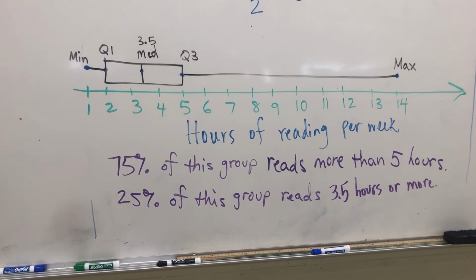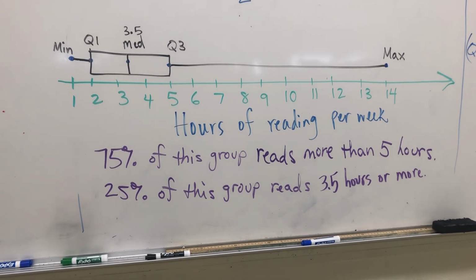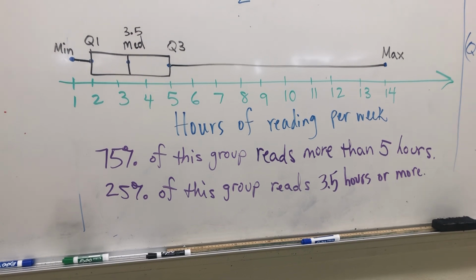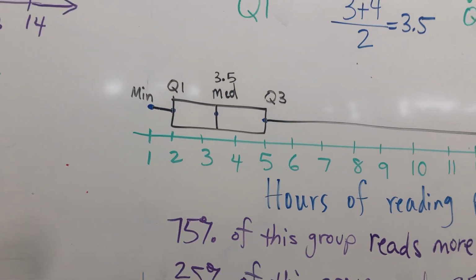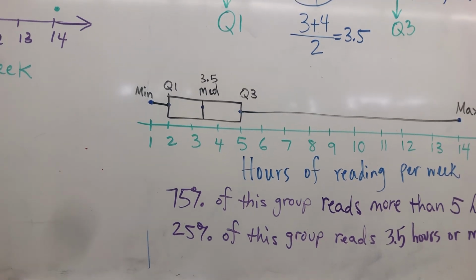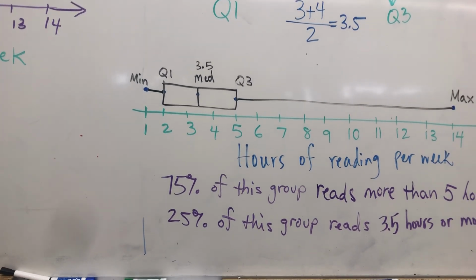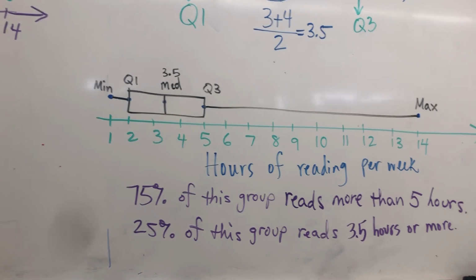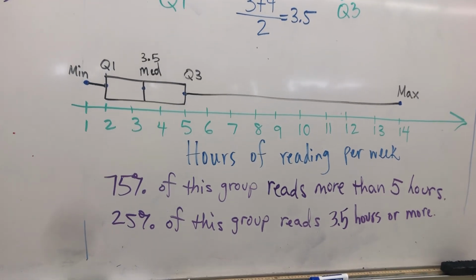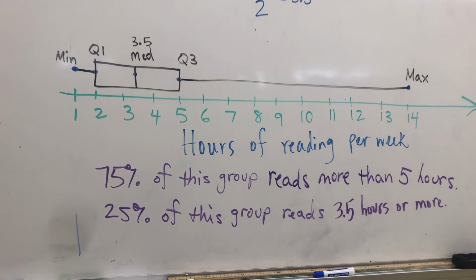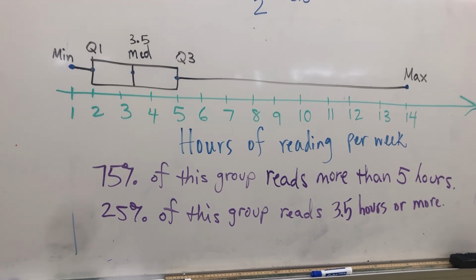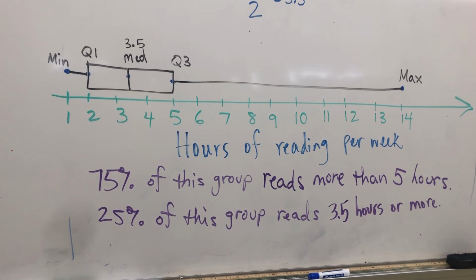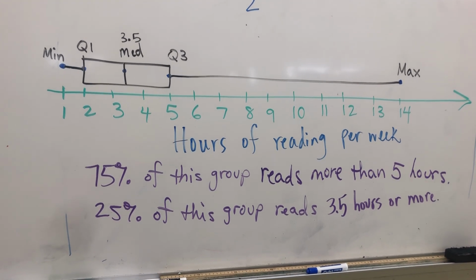The second statement says 25% of this group reads 3.5 hours or more. So I go to my 3.5 hours. That's the median. 3.5 hours or more. That is two 25%s. So that's 50%. So if I change that 25% in the second sentence and say 50% of this group reads 3.5 hours or more, then that will be true.